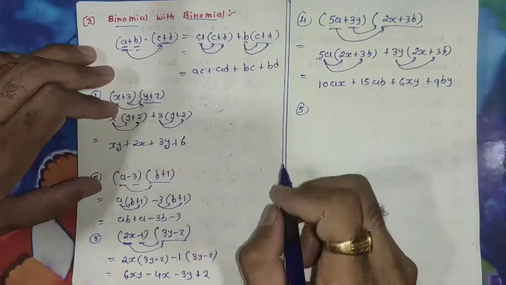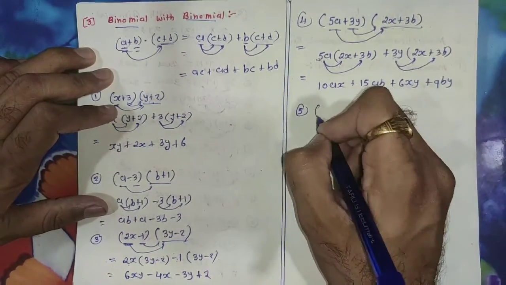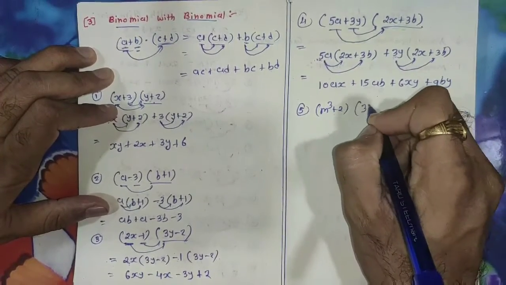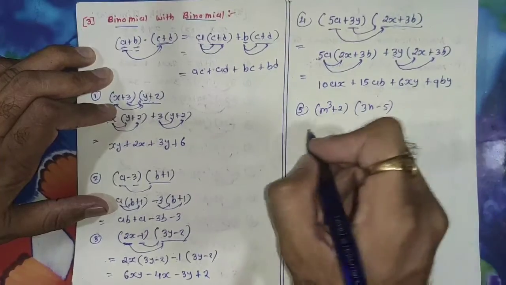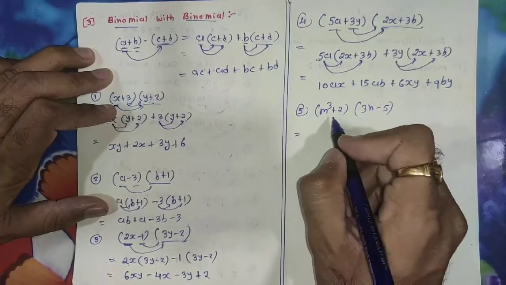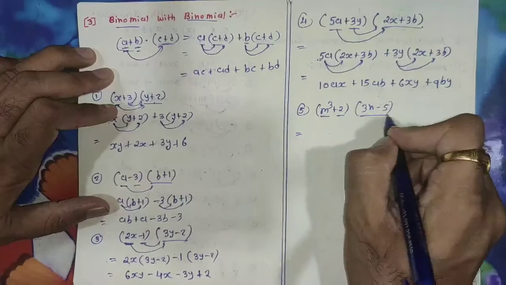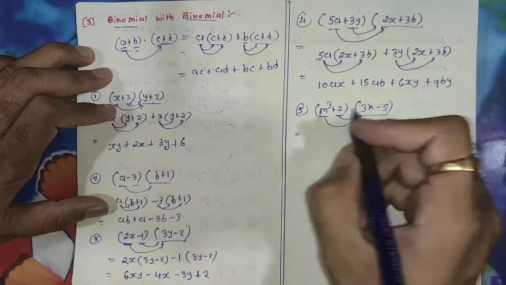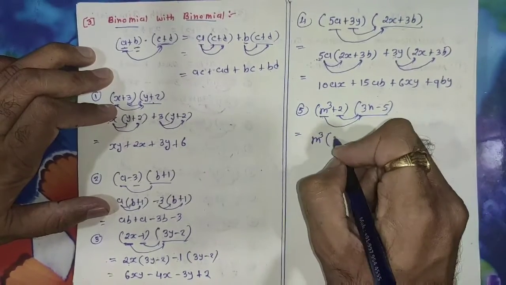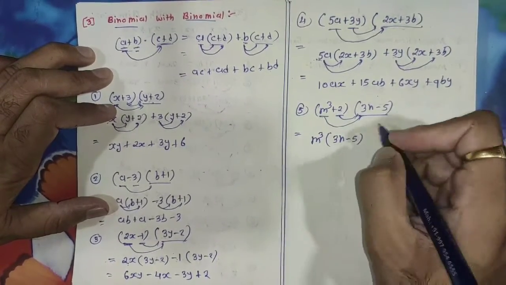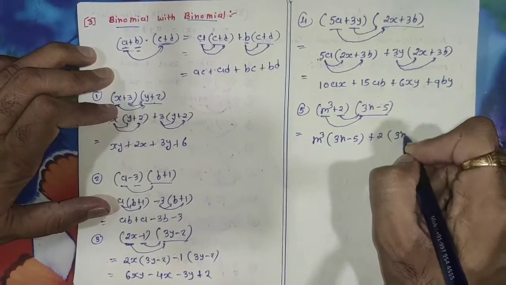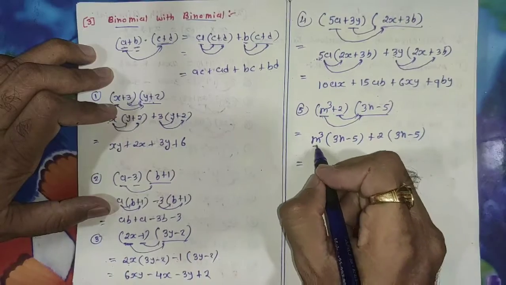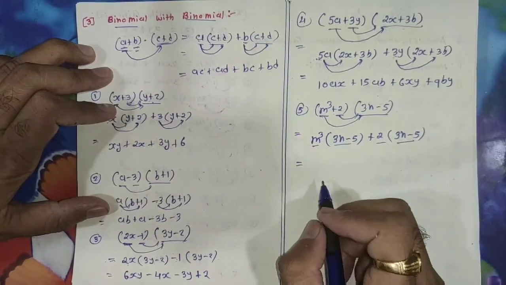सपोज क्वेश्चन नंबर 5 इज दैट वी हैव टू मल्टीप्लाई दिस m cube plus 2 with 3n minus 5. What you have to do? It's a binomial with binomial, first term, second term, this is second binomial, multiply both terms with the entire bracket. फर्स्ट इसको मल्टीप्लाई करो, बाद में इसको मल्टीप्लाई करो, तो इट्स m cube into 3n minus 5 plus 2 into 3n minus 5.